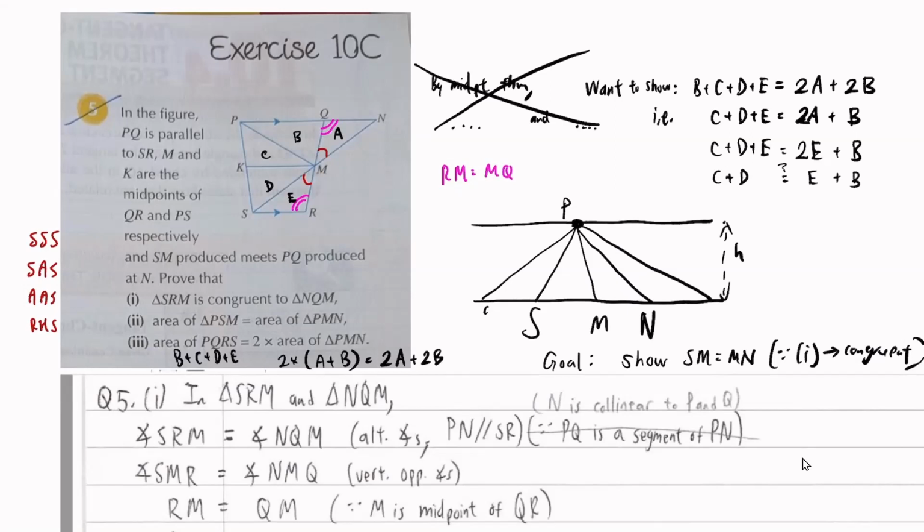Maybe it's easier if I do one more step. Replace the E with B. Sorry, did I say B? I meant A. Replace the E with A. E back with A. Okay. And then this becomes C plus D equals to A plus B.